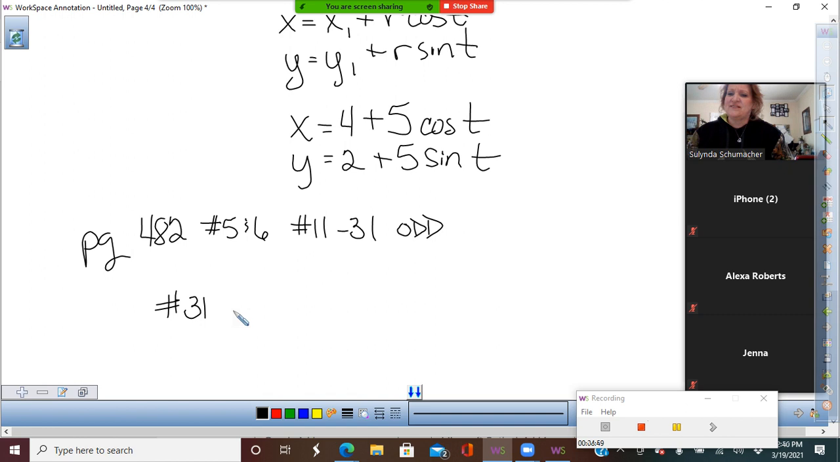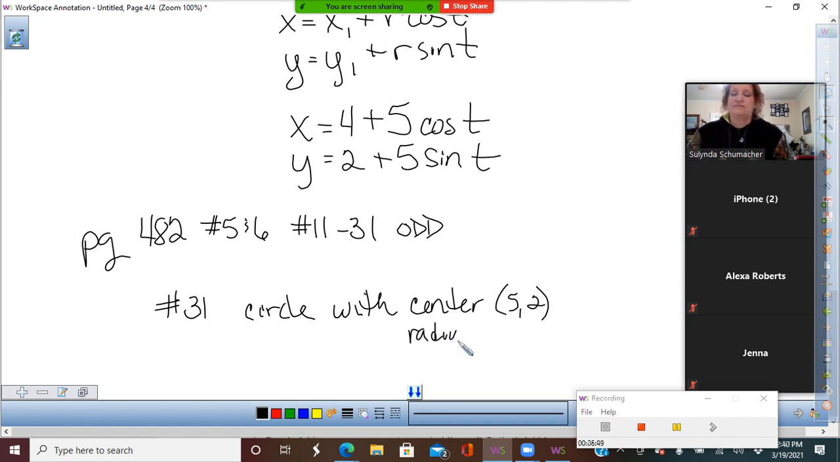So number 31 is a circle with center at 5, 2, and a radius of 3. So you're just writing those two equations for that, for the last one.